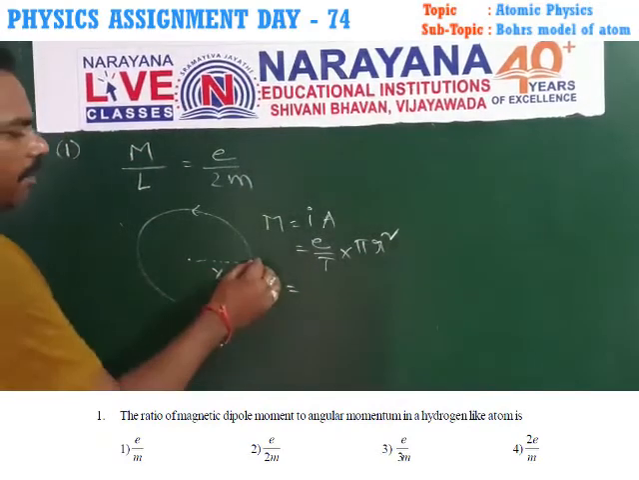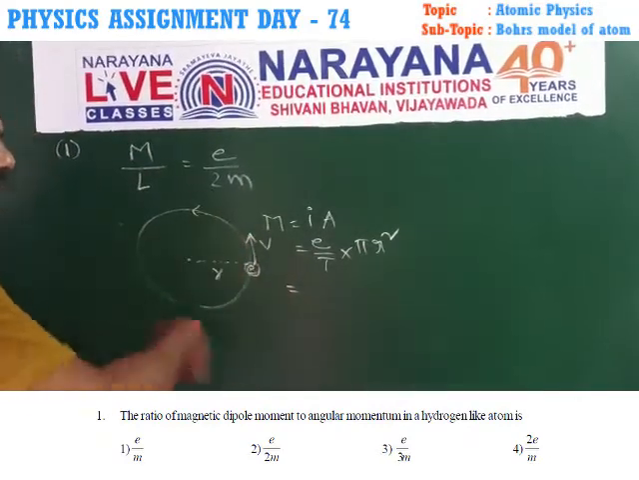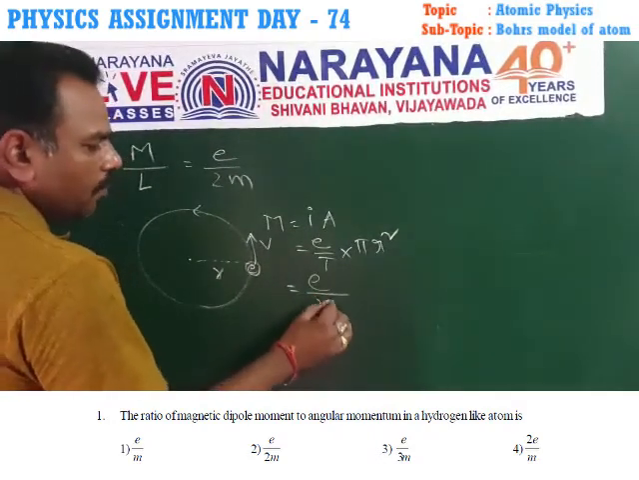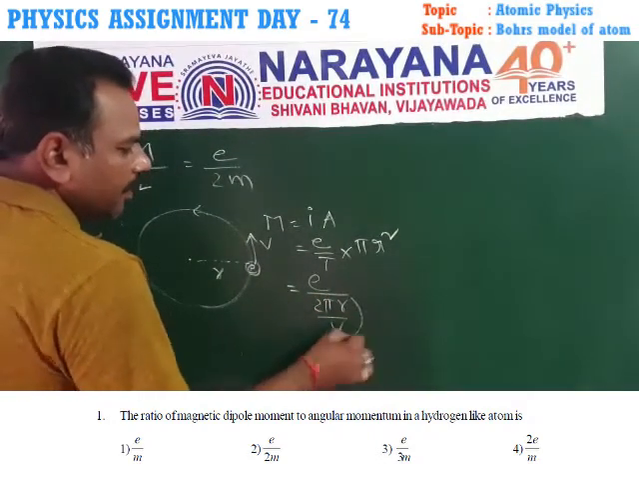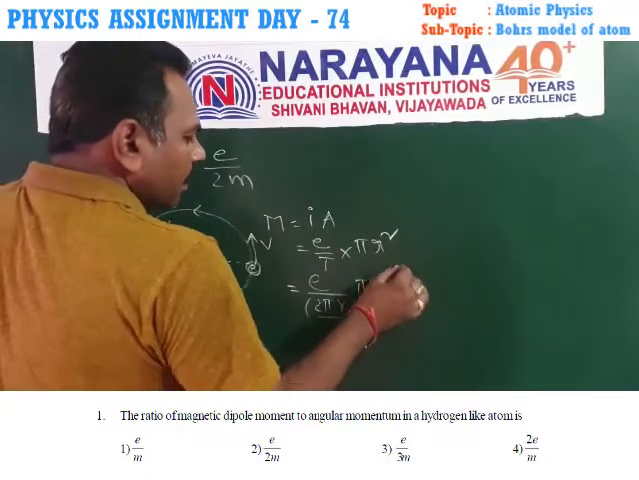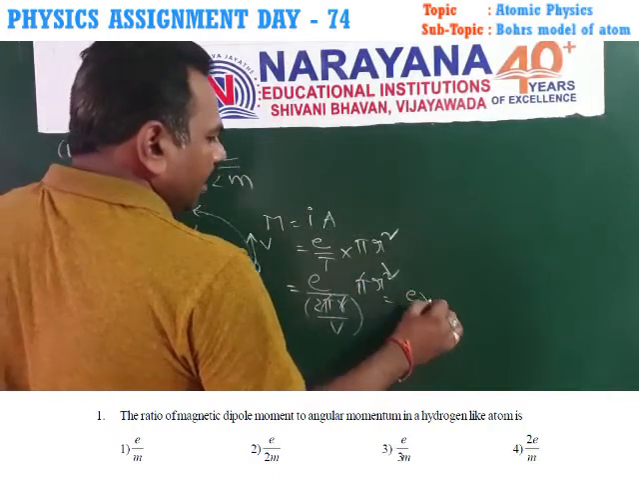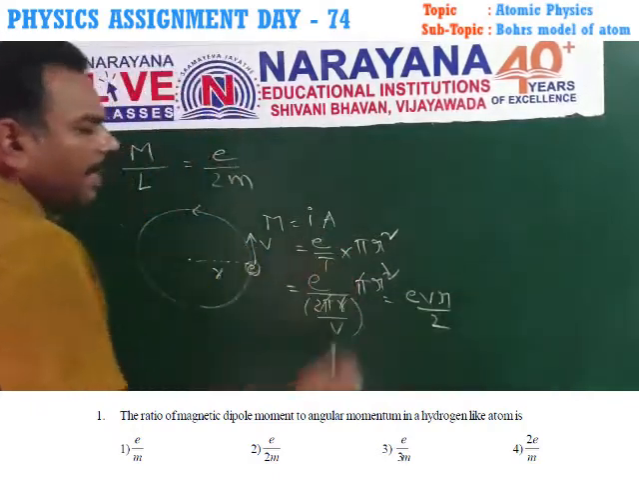So the time period of revolution: if it is revolving with constant speed v, the time period is 2 pi r by v. Then I into pi r square, pi r will be cancelled. So finally e v r by 2. This is the magnetic moment.